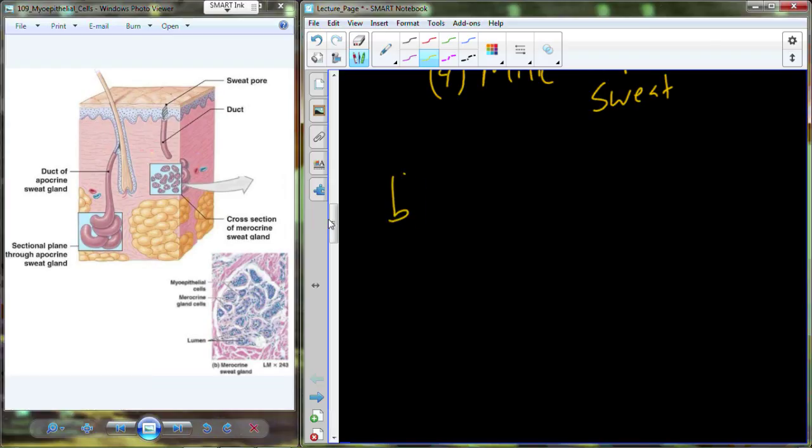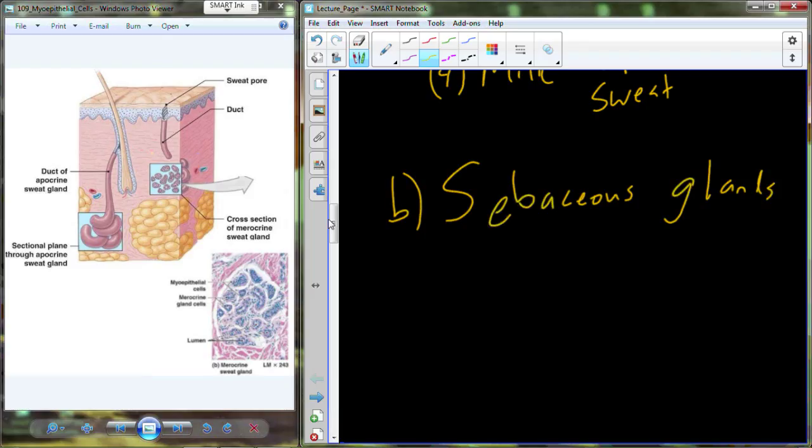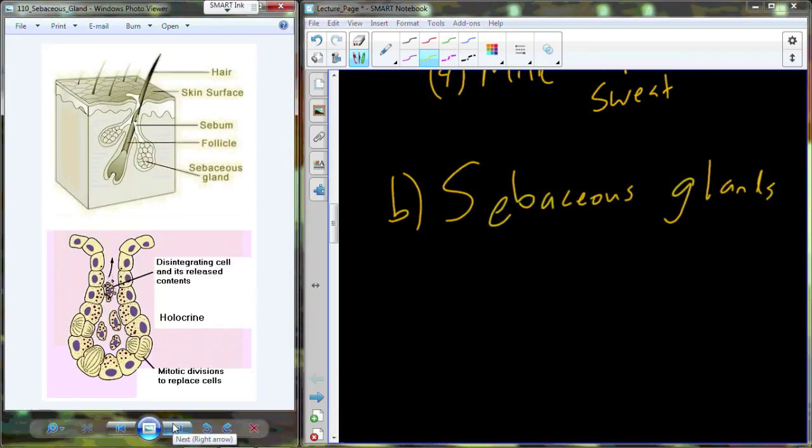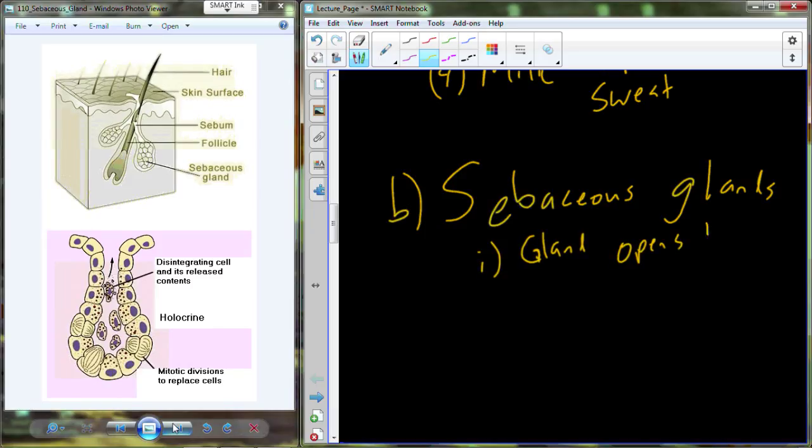Okay, sweat glands aren't the only glands that are present in the integumentary system. We also have sebaceous glands, and I've got a picture of those as well. These are glands that open up into a hair follicle, and they produce not sweat, but an oily substance known as sebum.